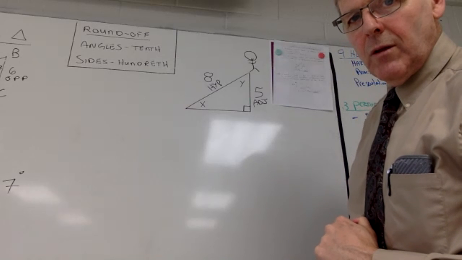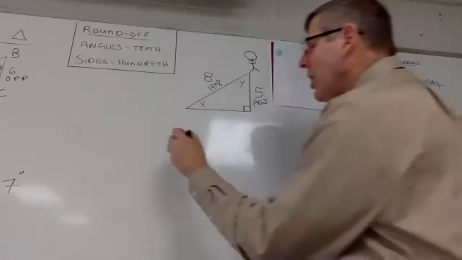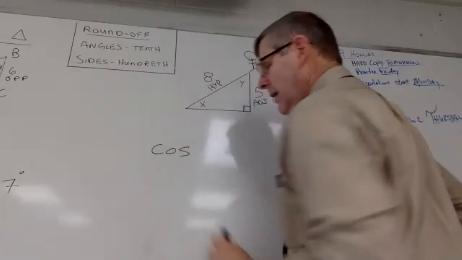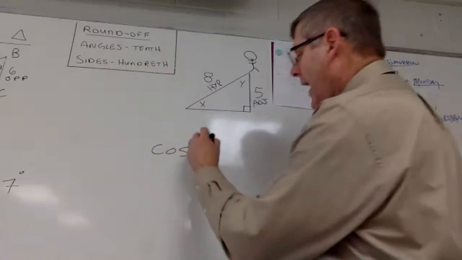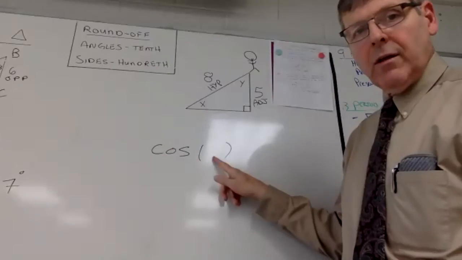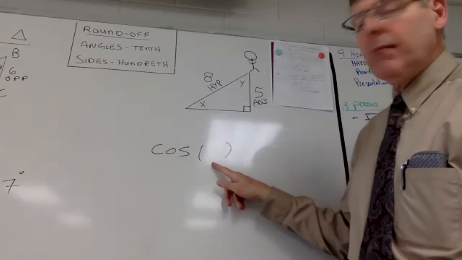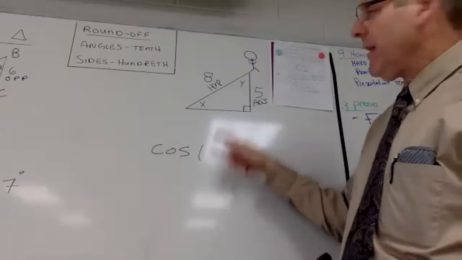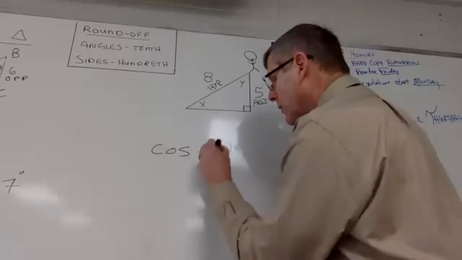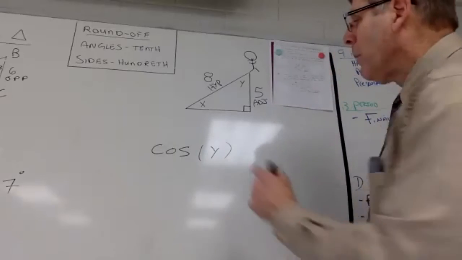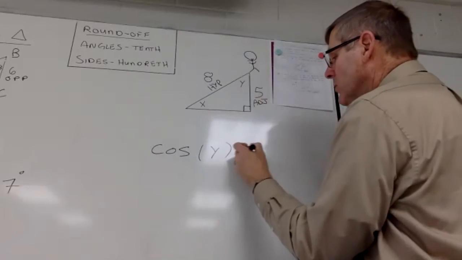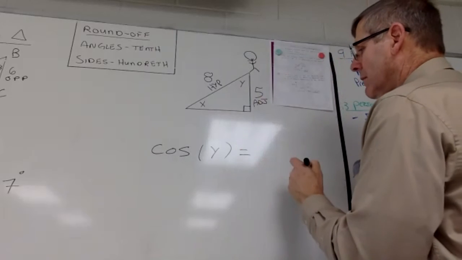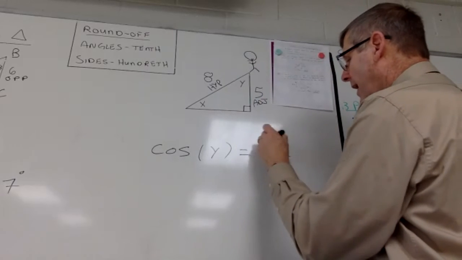Is it the cosine? Cosine. So I know that I'm using cosine. And in the cosine, what comes here? An angle. What angle goes in there? The angle you're standing at. What angle am I standing at? y, the one I don't know. That's what I'm trying to find out. But I know that the ratio that I'm looking for is what? Adjacent over hypotenuse, 5 over 8.